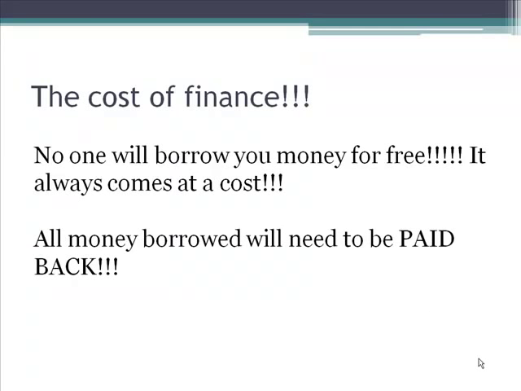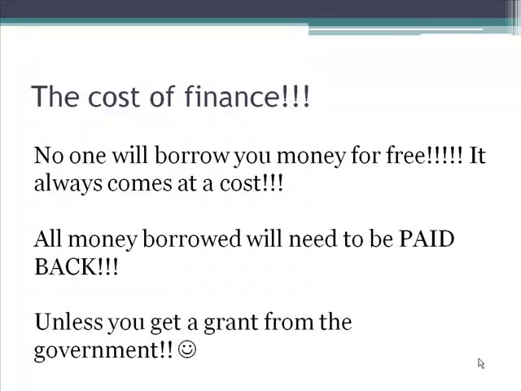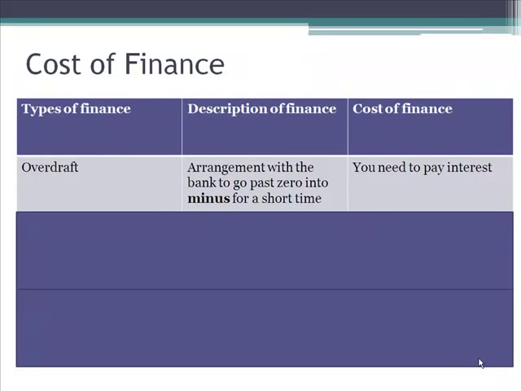All money borrowed needs to be paid back, of course, unless you get a grant, which is an external source of finance. But a grant is the only thing that you can get which you don't have to pay back. So I'm giving you 3 examples. First of all, we've got 3 columns here. We've got types of finance, the description of the finance, and the cost of that finance. Because obviously every source of finance comes with a cost apart from a grant.